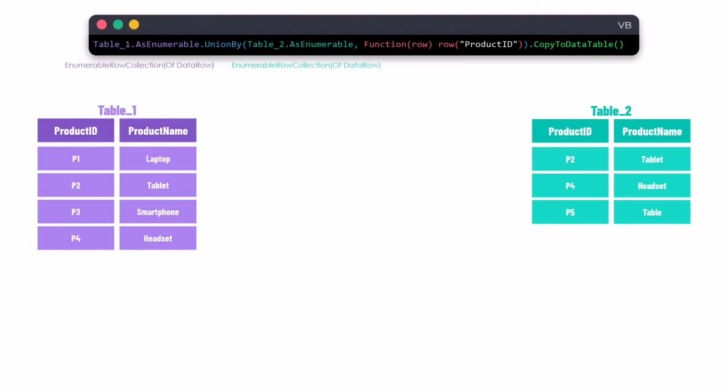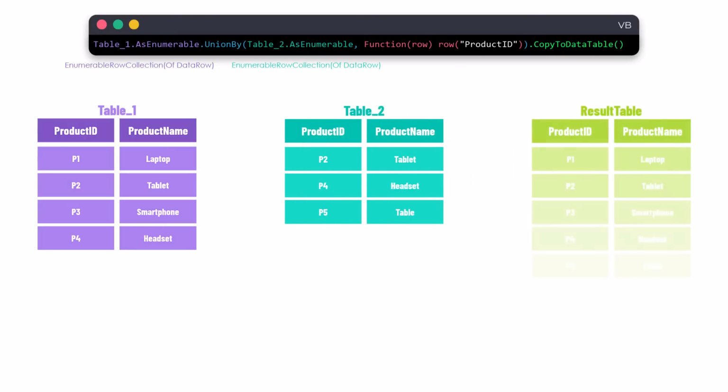The next part is the lambda expression, where we define the key to compare both tables. Here we are using the product ID column. This means only the column product ID matters. Based on this column we can identify if the rows from both tables are similar or not. At the end we use the CopyToDataTable method to get the output as DataTable.